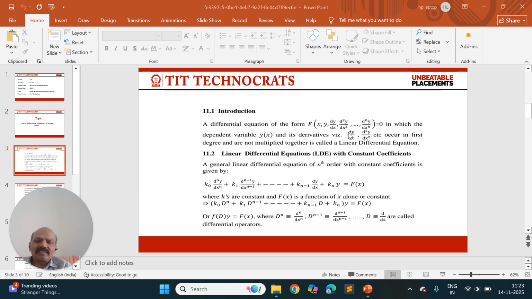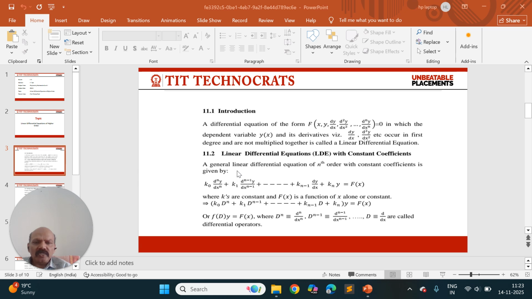So when the order of the differential equation becomes more than 1, it becomes nth order. So in this topic we shall solve differential equation of nth order. Now we shall discuss what is linear differential equation of nth order with constant coefficient.